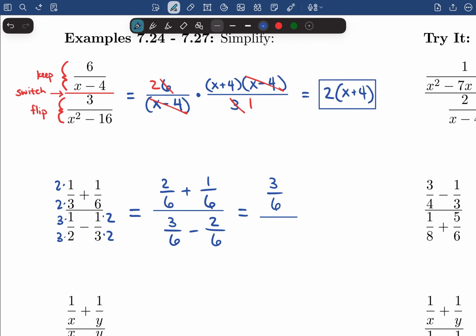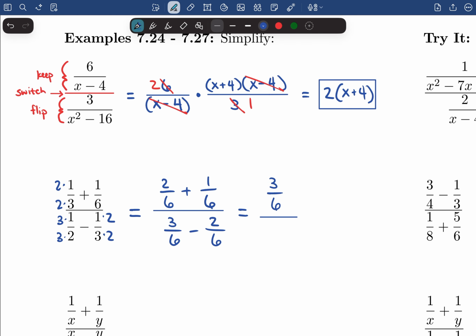Great. So now I have a single fraction divided by a single fraction, and I can do the keep, switch, flip process. So I'm going to keep this fraction the same. I'm going to switch this division to multiplication, and then I'm going to flip this fraction. Okay, and the result is 3/6 times 6 over 1, like that.